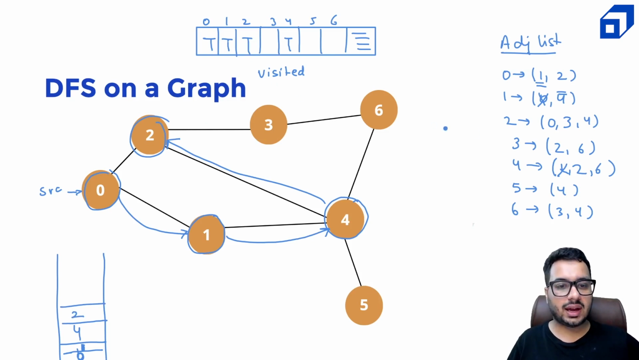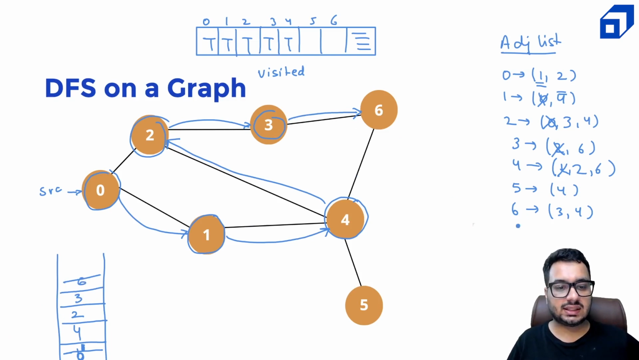Now at 2, I look at what the neighbors are. The neighbor is 0, which is visited. The neighbor is 3, which is not yet visited. So I go to 3, this node. I mark 3 as visited. What are the neighbors of 3? It is 2 and 6. 2 is visited, I don't do any work. 6 is not visited, so I go and visit 6. 6 is marked as visited. So 3 is in the stack, 6 is in the stack.